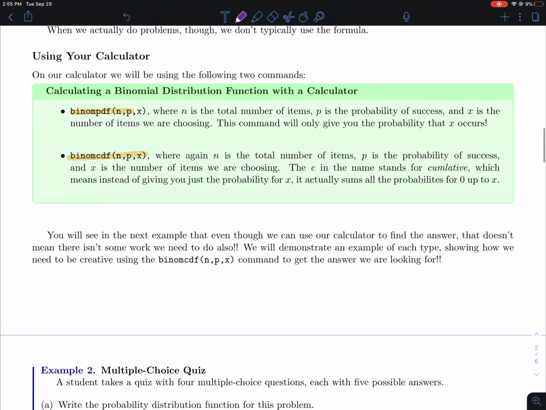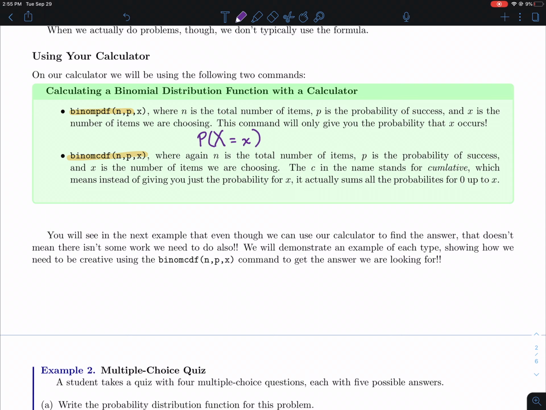All right, so binom PDF is what we want to use when we're trying to find the probability that big X is exactly little x. That doesn't really look like a big X, does it? Let's try this again. So big X is equal to little x. In this case, binom PDF comes in handy, because it tells us exactly what it is. It's a single value.